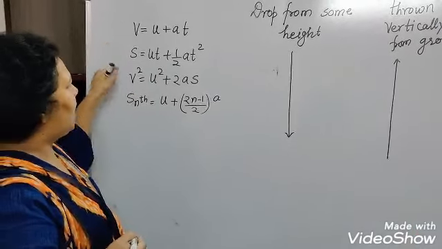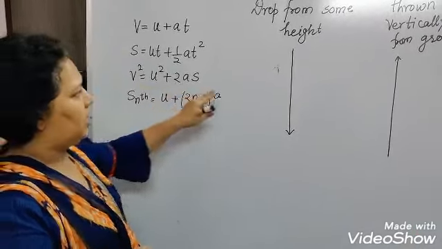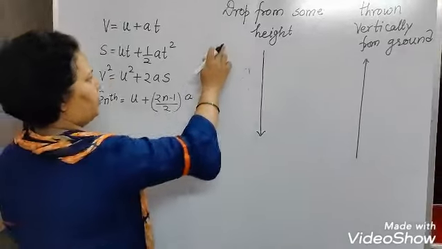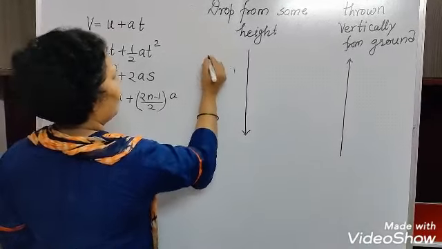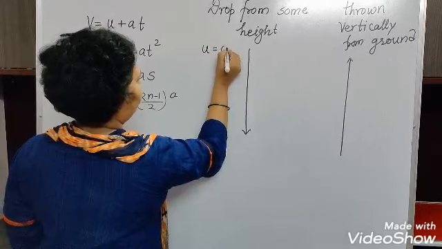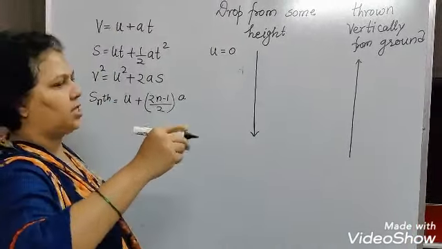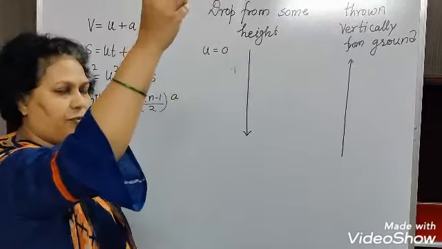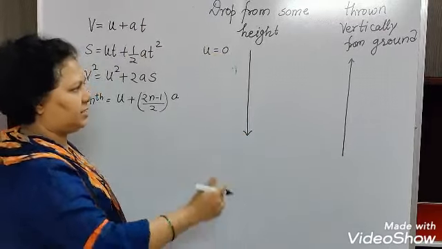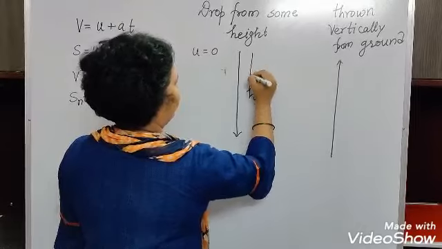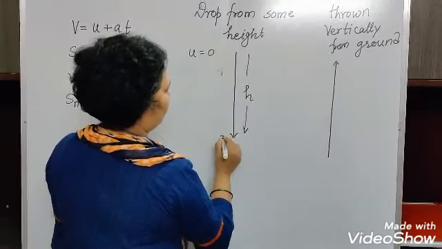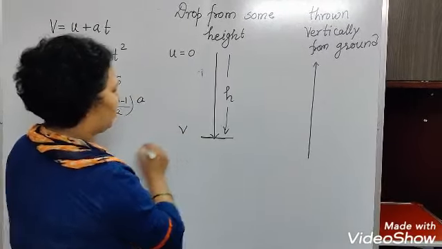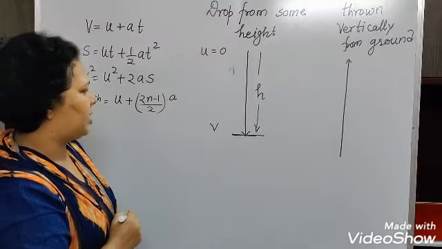How these equations of motion will change with respect to these two, we will see now. When we drop an object from some height, the initial velocity is 0. The object is initially at rest. When we drop it, this object will travel some distance, say h, and touch the ground. When it touches the ground, the velocity will become maximum, and that is equal to v.